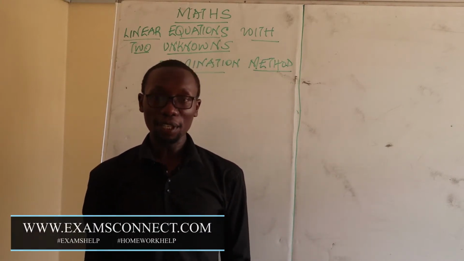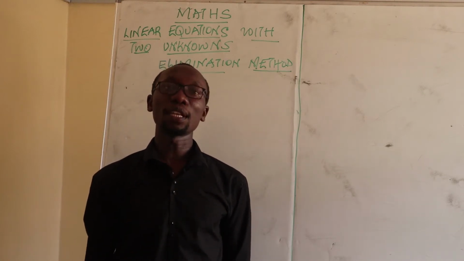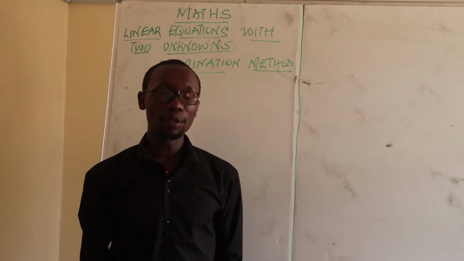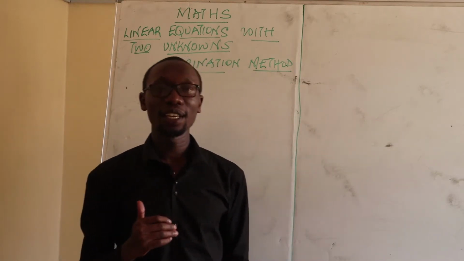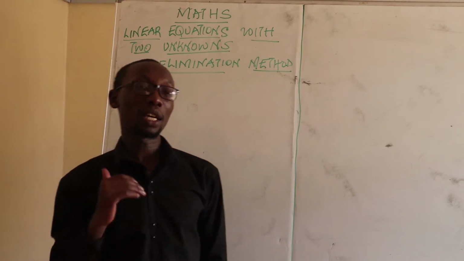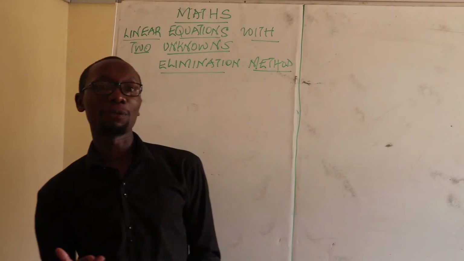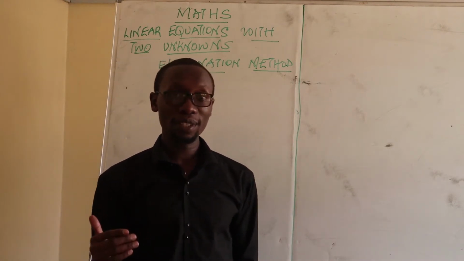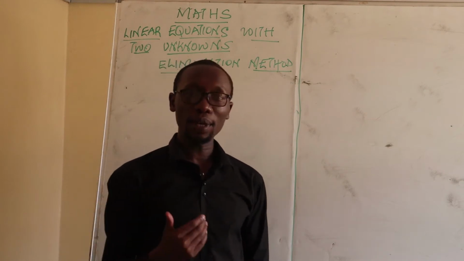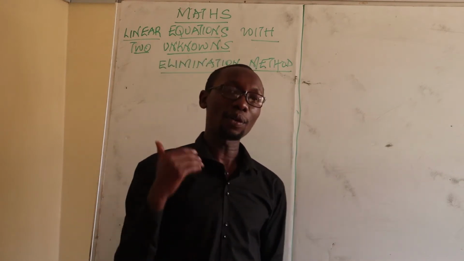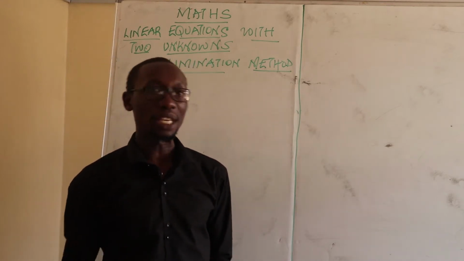examsconnect.com, and today we're going to look at linear equations with two unknowns, and we are going to solve these linear equations with two unknowns using a method called the elimination method. Another word for linear equations with two unknowns is simultaneous equations. Or in other words, these are situations that occur simultaneously. They occur concurrent to each other.